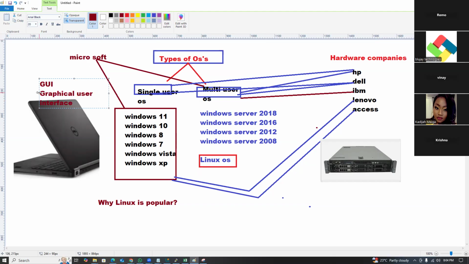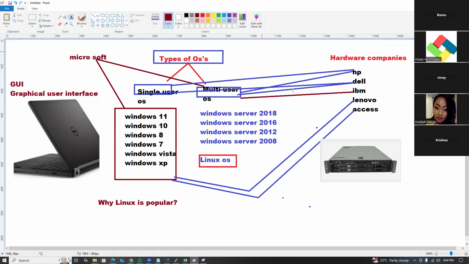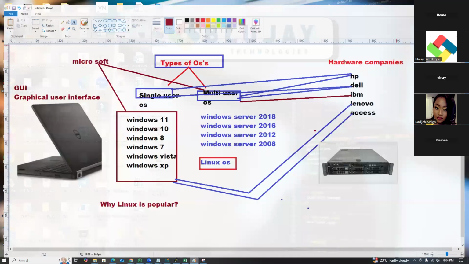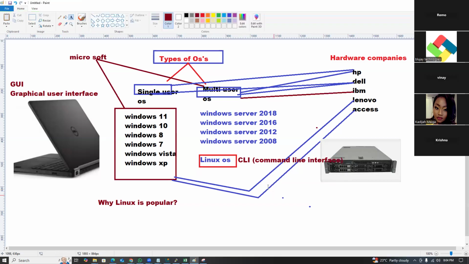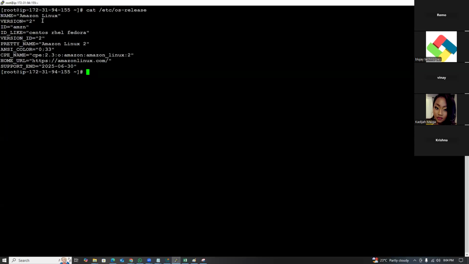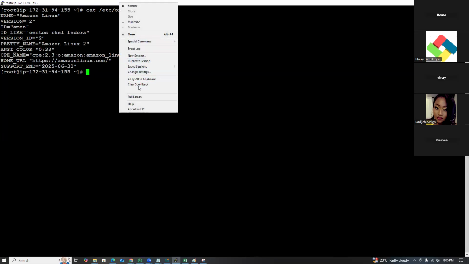The OS is developed with the help of images, minimize, maximize. That is how we recognize a GUI. Linux is a CLI. What is CLI, guys? Command line interface. It means you can interact with this OS through commands only.